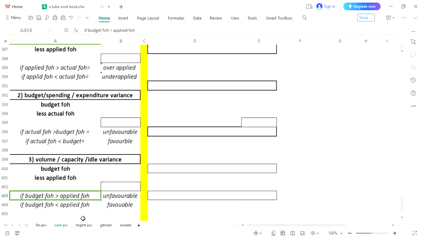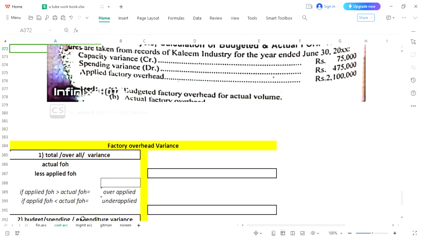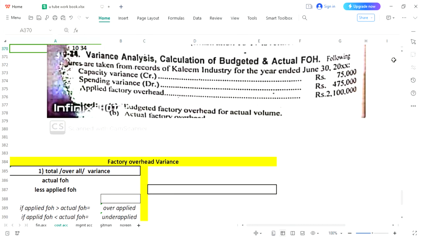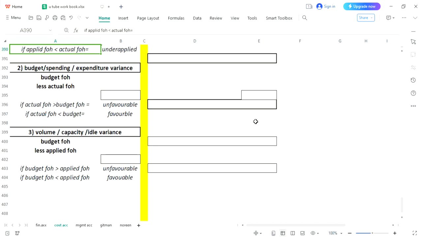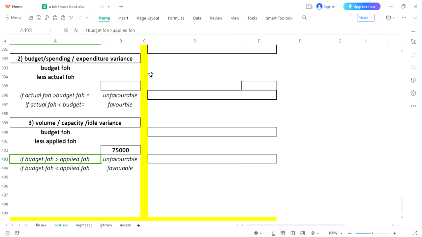So these are the three variances which are the key factors in this chapter. Now we will come to our point. There are only three amounts provided in this question. We have capacity variance 75,000. So come over here, capacity variance 75,000. The answer is given. You can write over here 75,000. Beside it, a very interesting figure is given, capacity variance credit. And in cost accounting, credit is favorable. So you will be writing over here favorable volume variance.